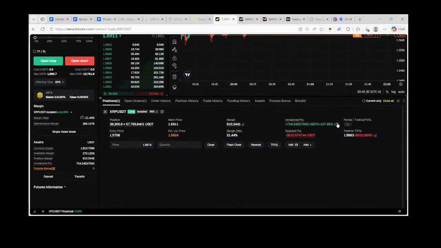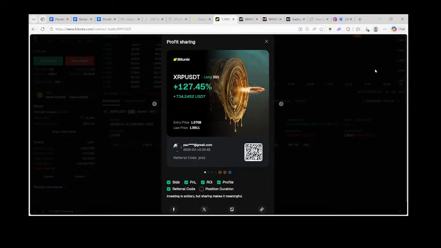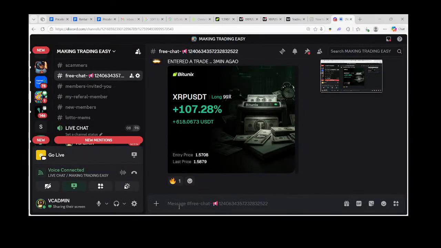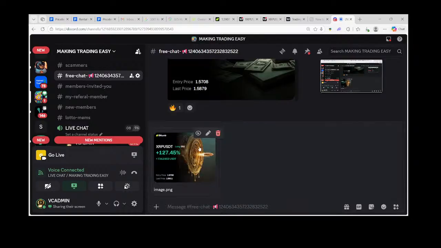This trade is just crushing it. Look at this thing, stupid. Damn. So that's the original trade, right? That's kind of the basis of what we were doing.